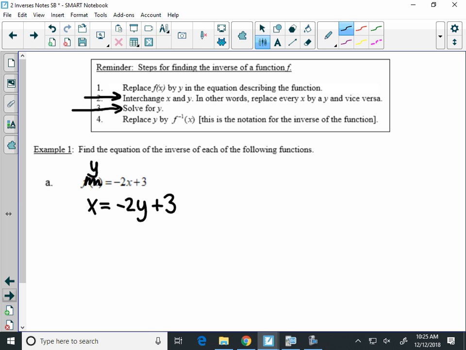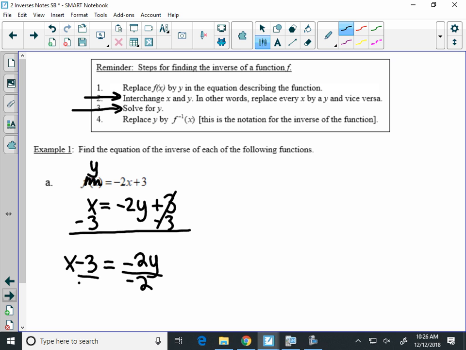All we have to do is solve for y, and then we'll be finished. So I start by subtracting 3 from both sides. When I do that, I get x minus 3 equals negative 2y. Now, to get this y by itself, I divide every term by negative 2.